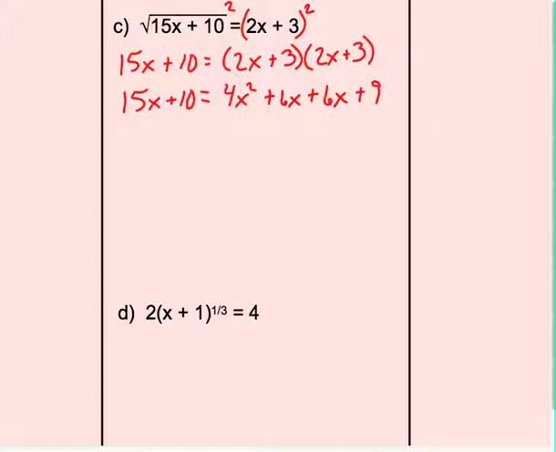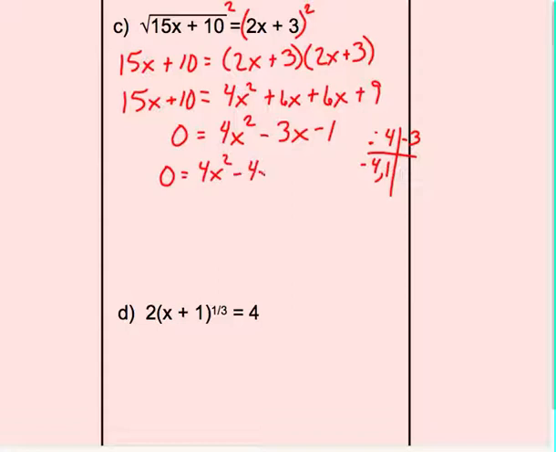So I'm going to subtract the 15x and the 10 to the right-hand side while I combine my like terms. So I've got 4x squared, 6x plus 6x is 12x, minus 15x is negative 3x, and 9 minus 10 is negative 1. So now in order to factor this to solve, I have to use the AC method. So what multiplies to negative 4 and adds to negative 3 would be negative 4, positive 1. This one is not like the t-chart where you can just put this into the binomials. You have to factor by grouping.